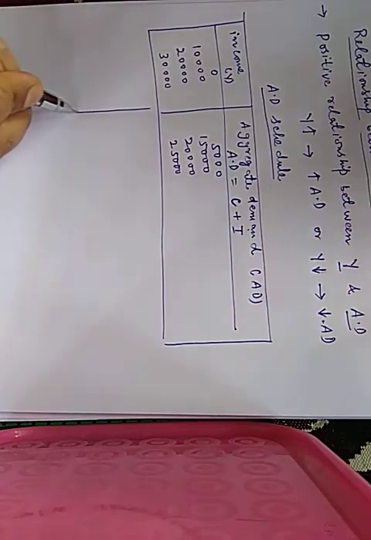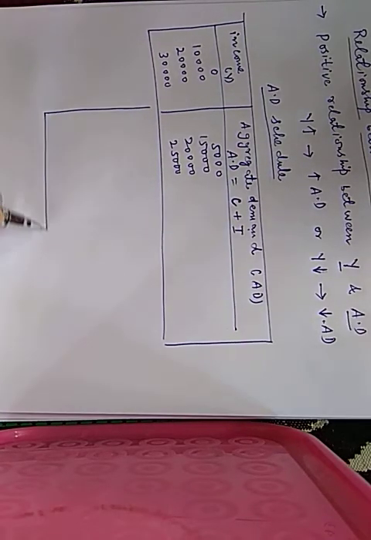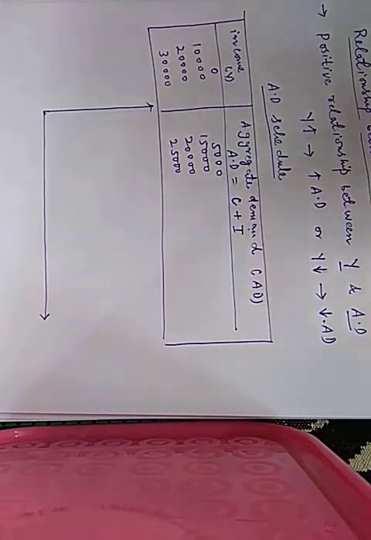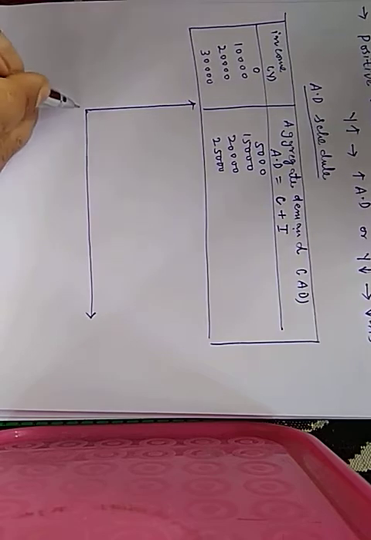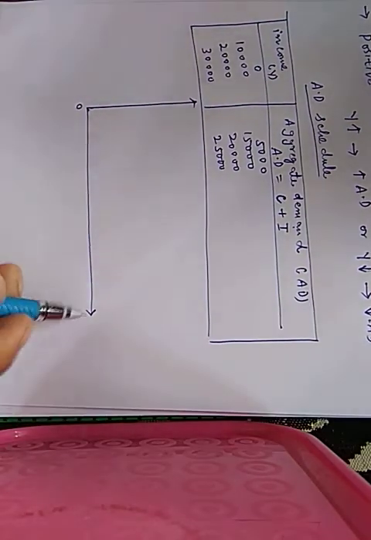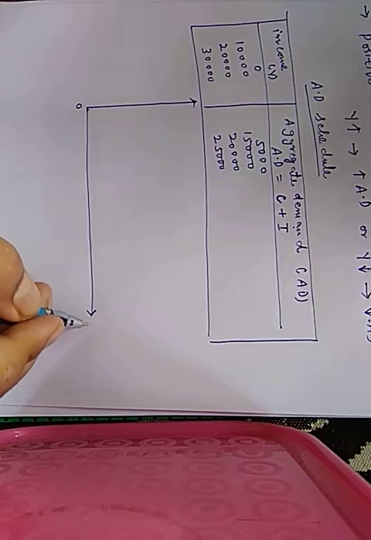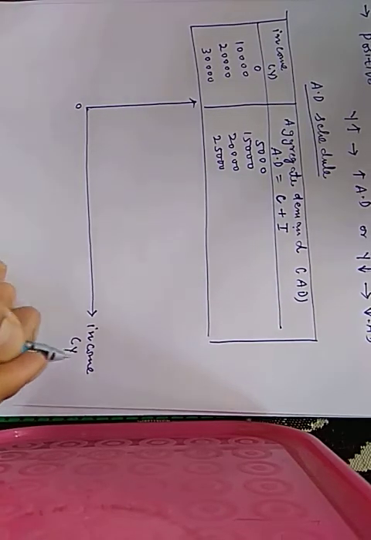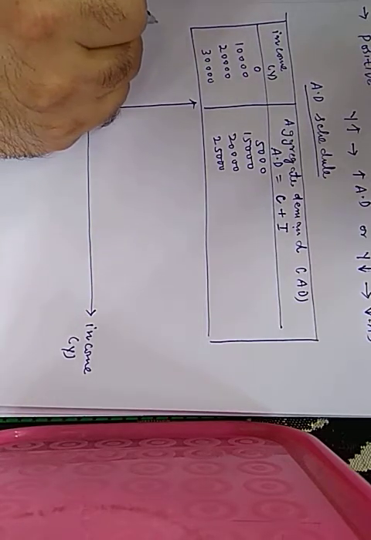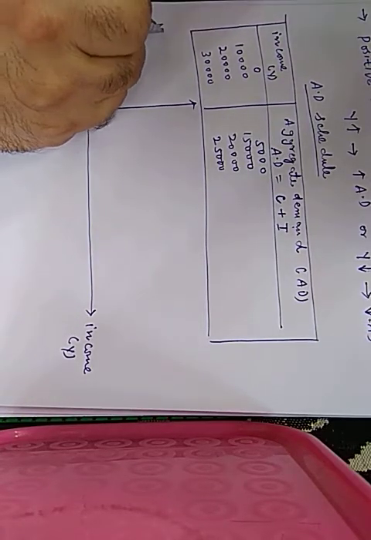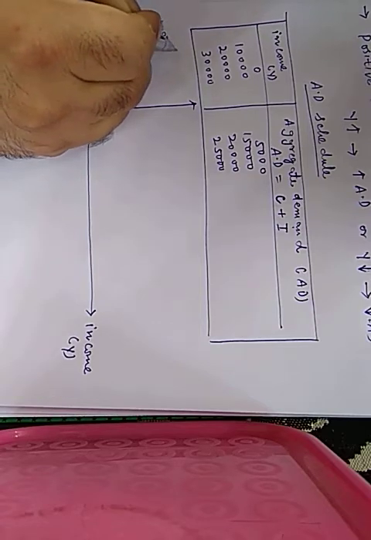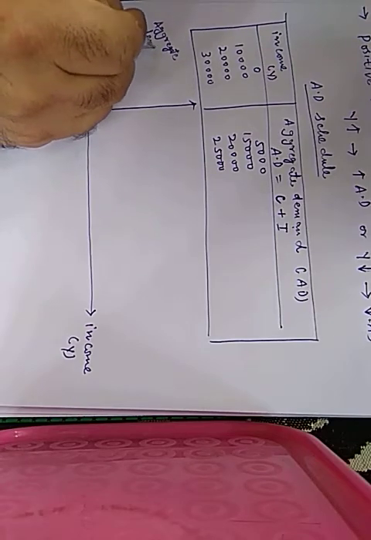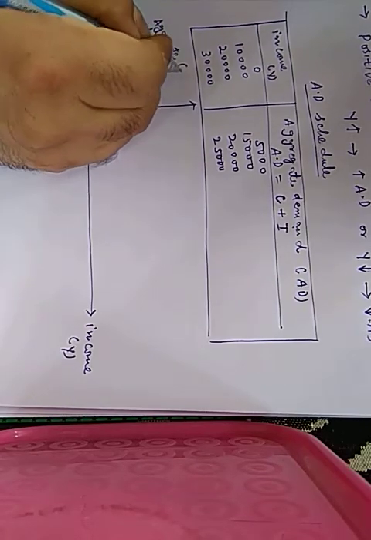Now we will draw a graph of this aggregate demand schedule to get the aggregate demand curve. On the horizontal axis, or x-axis, we take the values of income Y, and on the vertical axis, or y-axis, we take values of aggregate demand denoted by AD.